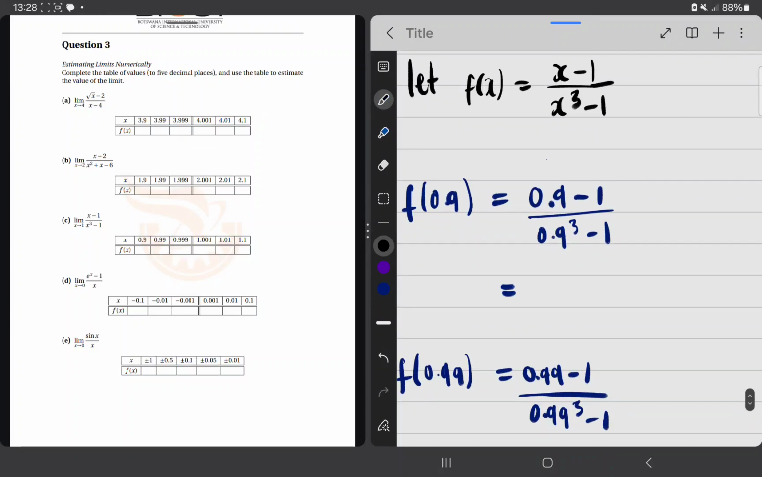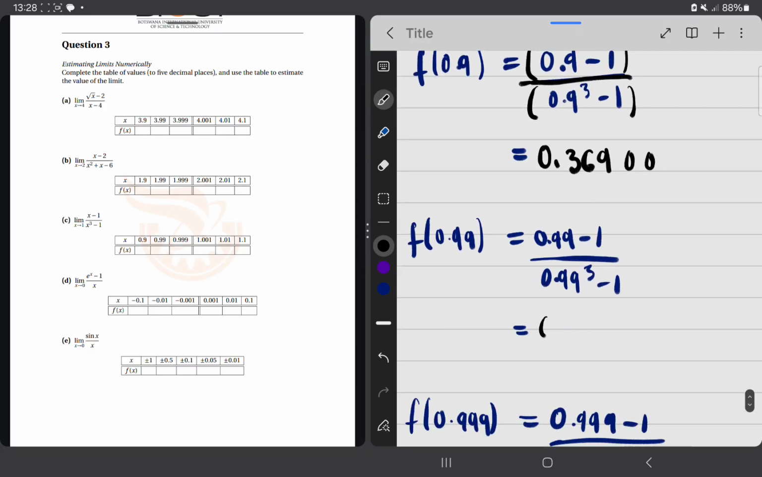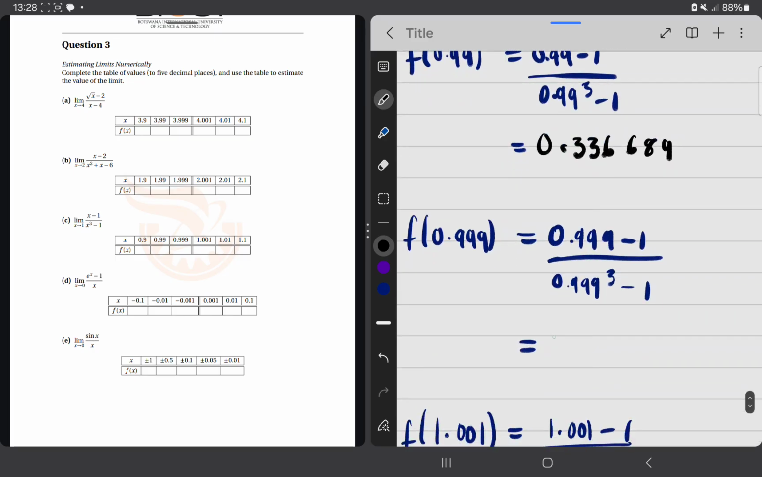Then let's just punch in the calculator and find it. So for you who's going to punch, you're going to say open bracket 0.9 minus 1 close, divided by open bracket 0.9 cubed minus 1 close bracket, and you get your solution. Remember, we are doing 5 decimal places. So what am I going to get here? I'll get 0.36900. What about here? I'll get 0.33669. What about here? I'll get 0.33367.